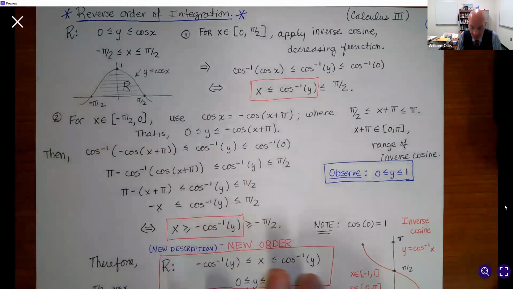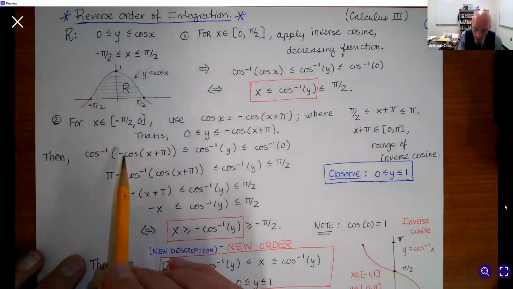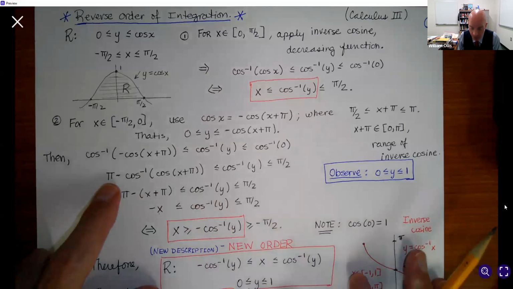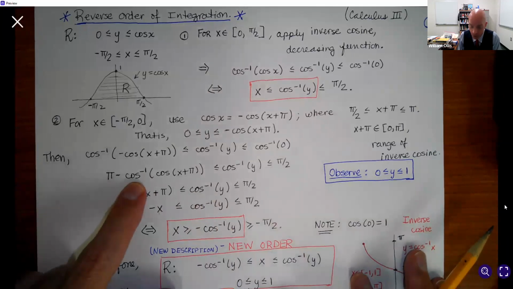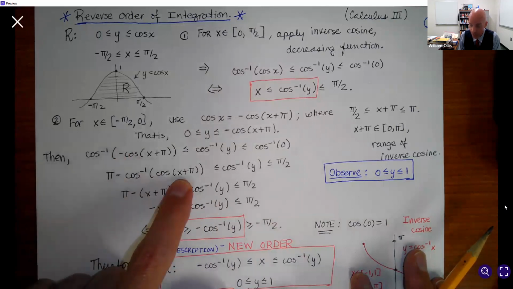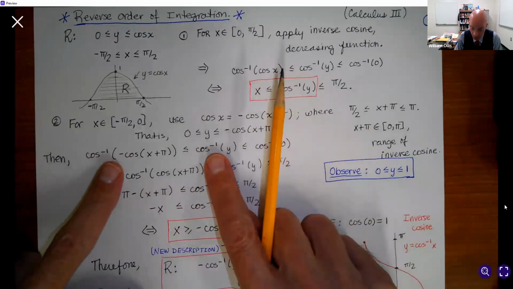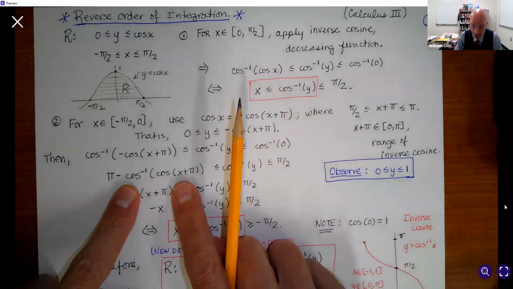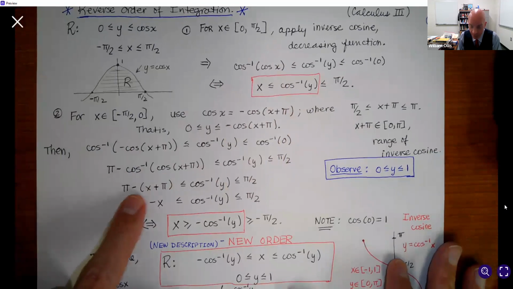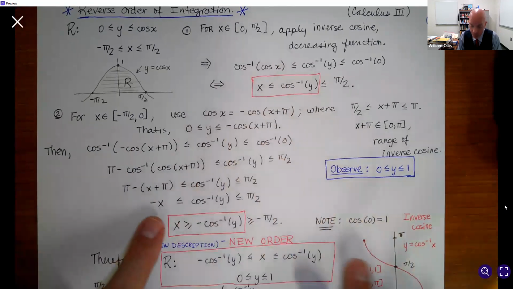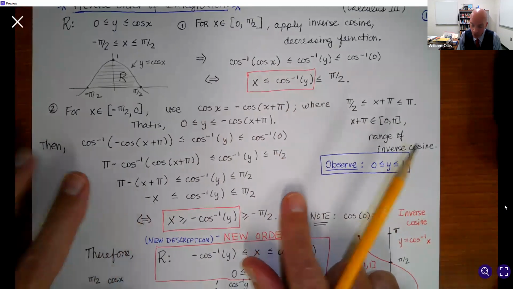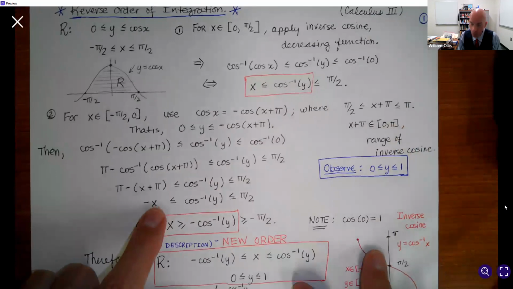Now, at this point, we want to use the identity: we have the inverse cosine of the negative argument. So this is pi minus the inverse cosine of no negative. That is, we have cosine of x plus pi. So now this part is just the input equals the output. So we just get x plus pi. So that gives us pi minus x plus pi. The pi is absorbed and we're left with negative x. So now we have an inequality that's starting to look just like this one, but we don't need the negative.